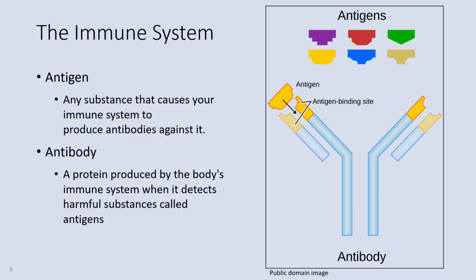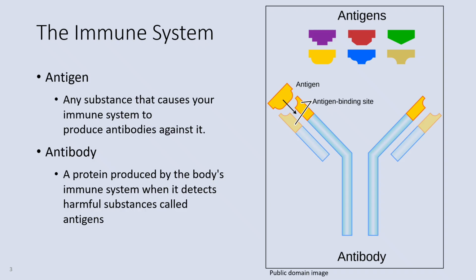They attach to the antigens and remove them from your body, which is illustrated in the image here on the slide. This antibody's antigen binding site is specific to the yellow antigen. Other antibodies in the blood and lymphatic system will have antigen binding sites for the remaining colored antigens seen in this image.